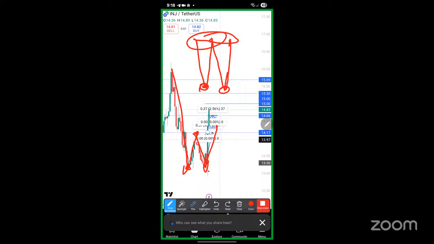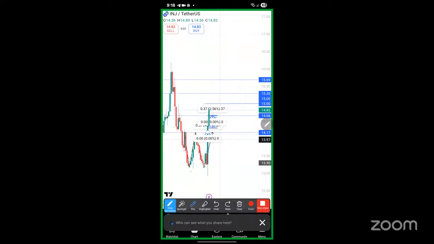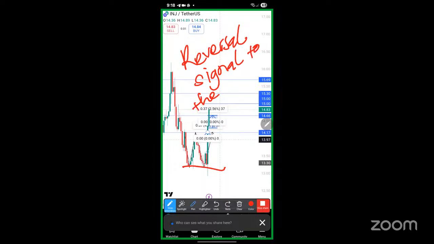A double bottom is a signal reversal. It is a reversal signal to the upward side. Whenever you see a double bottom like this one here, it is a reversal signal. And I told you when you come to these classes, please get a book. A reversal signal to the upward side. Okay?